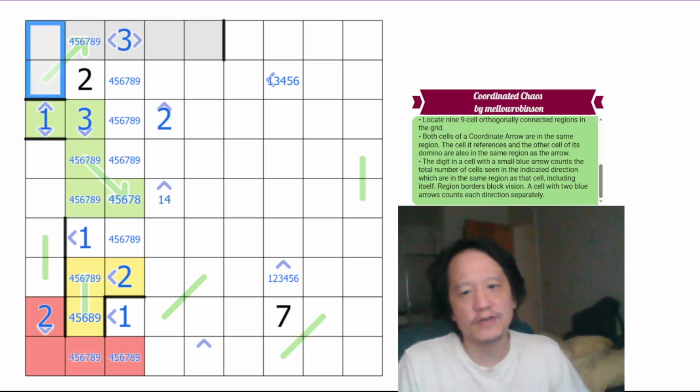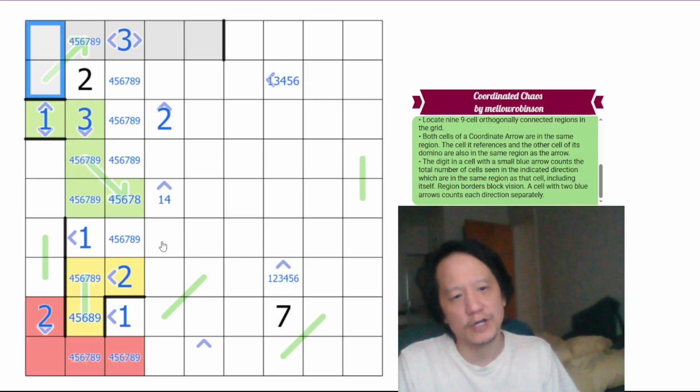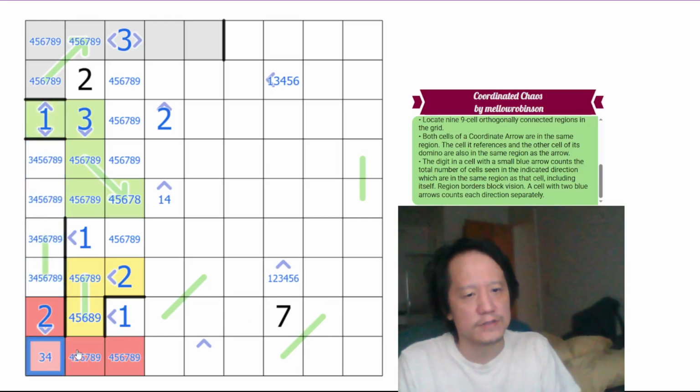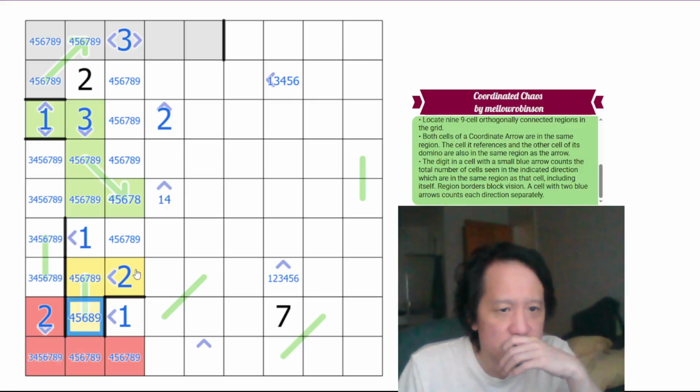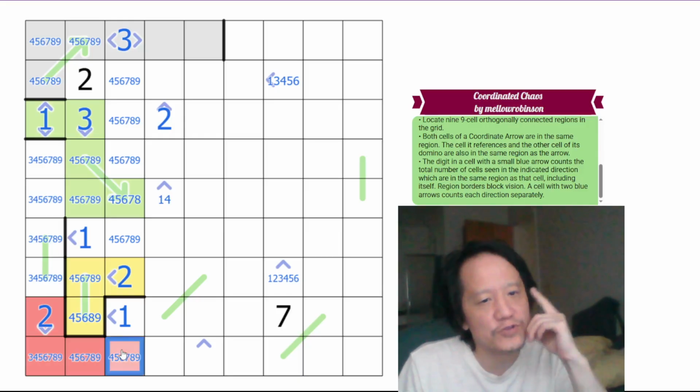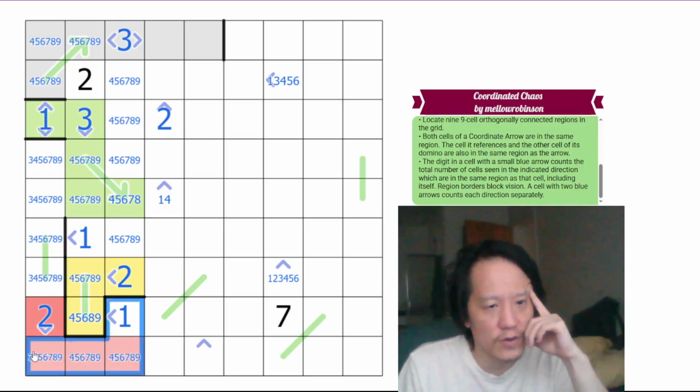The rest of column 1 has to be 3 through 9. And these can't be 3 because of the 3 in the light region. These are 3 through 9. And this is 3 through 9 here. So yellow gets stopped here. This could be red. That's fine.